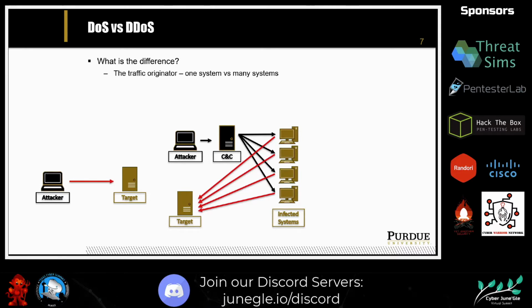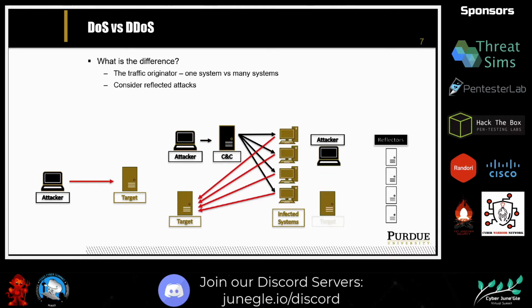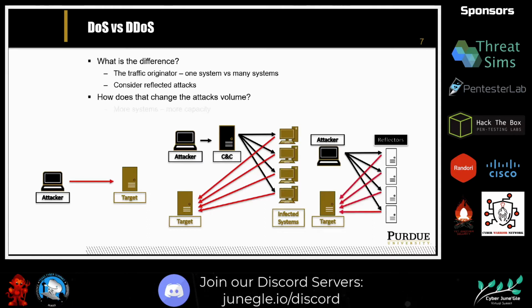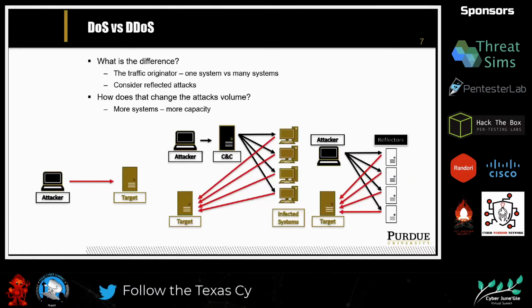So yeah, here you have multiple sources of the attack that are going towards the target. Well, here we have a botnet, but we can also achieve the exact same result using reflective attacks, where we have a number of reflectors, and all of those reflectors are sending traffic towards the victim. So this again is a distributed denial of service attack. Any questions so far?